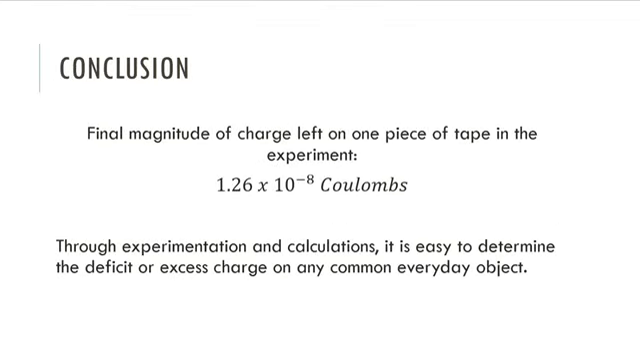In conclusion, through calculation that was later confirmed through the coded model, the final deficit of charge left on one piece of tape in the experiment is 1.26 times 10 to the negative 8 coulombs. And therefore, through experimentation and calculation, it is easy to determine the deficit or excess charge on any common everyday charged object.